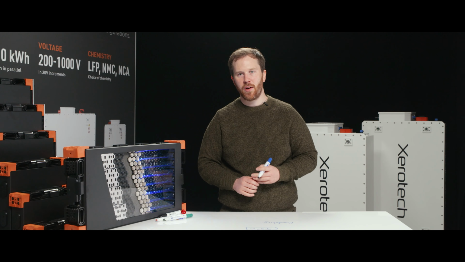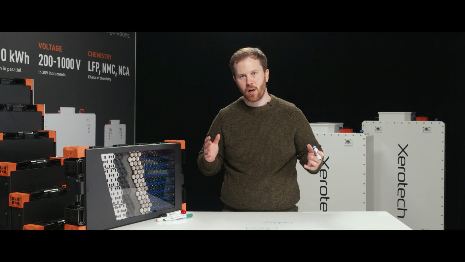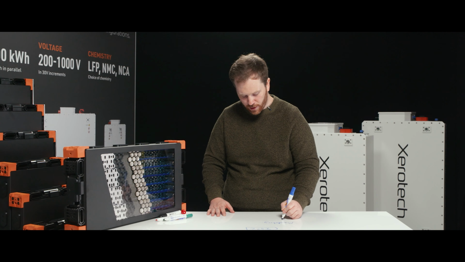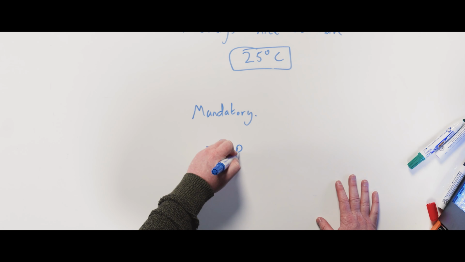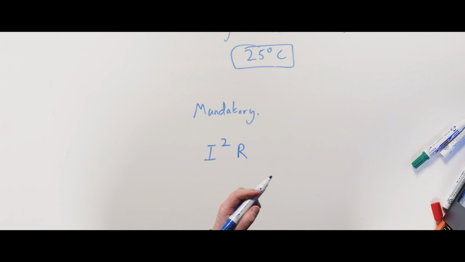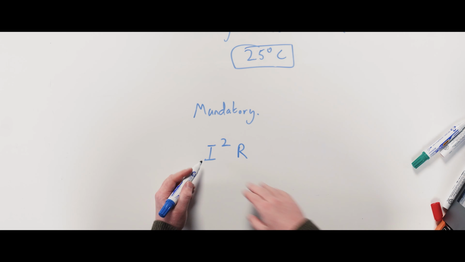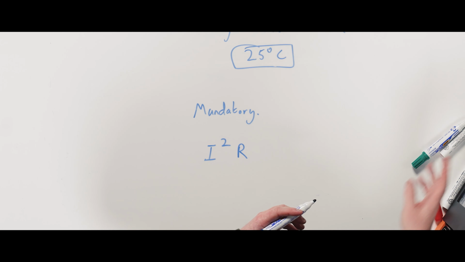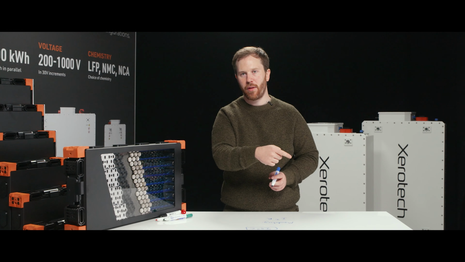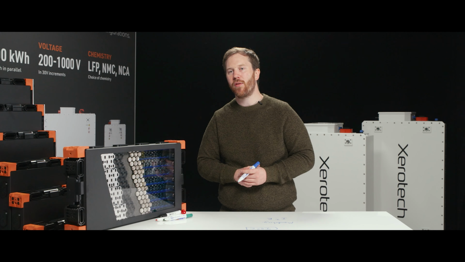So in applications with high discharge rates, because you recall in previous videos, the fundamental equation of I squared R, basically the more current that flows out of the battery cells, the more internal heating they generate. So if twice as much current is flowing out of the cell, it's generating about twice as much heat.